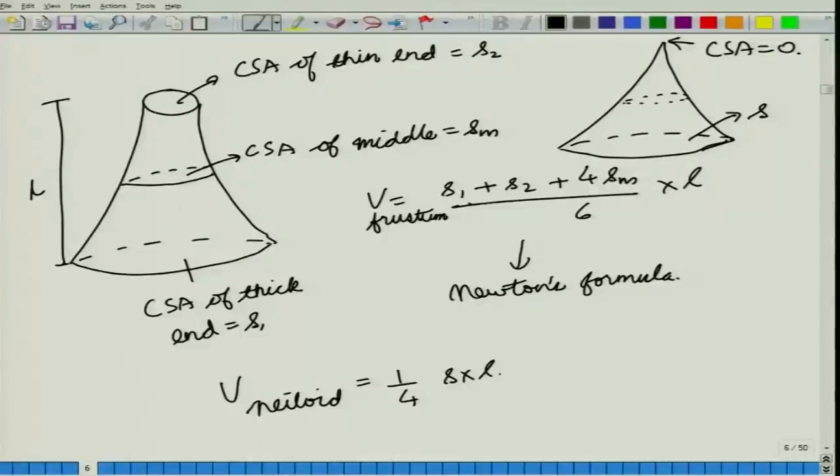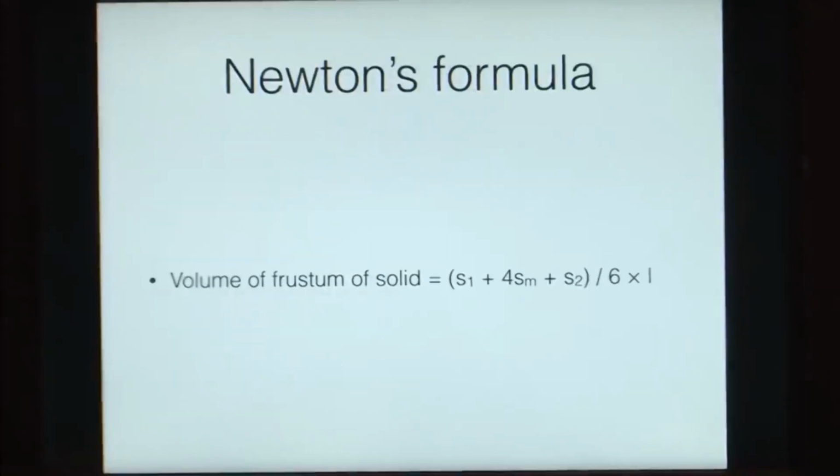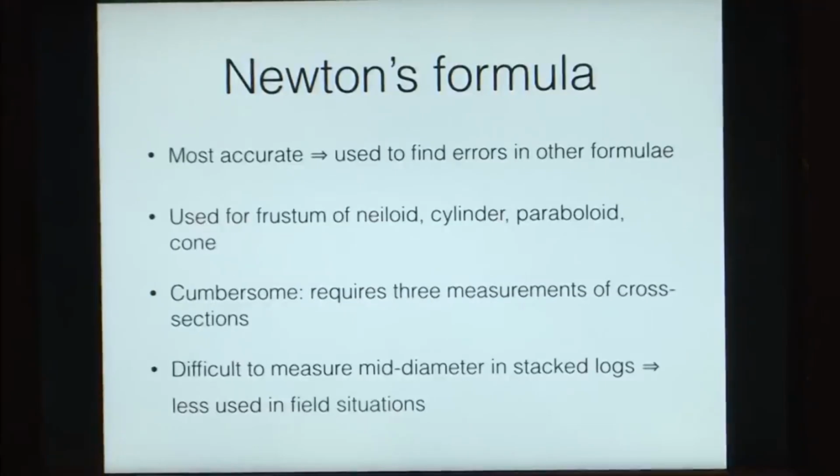Now, coming back to the slides. So, this was Newton's formula. If you generalize it, it says that the volume of the frustum of a solid is given by the two cross sectional areas S1 plus S2 plus 4 times the cross sectional area of the middle portion, so 4 into Sm, divided by 6 into L. If we look at this formula in greater detail, it is one of the most accurate formulae, which is used to find errors in the other formulae.